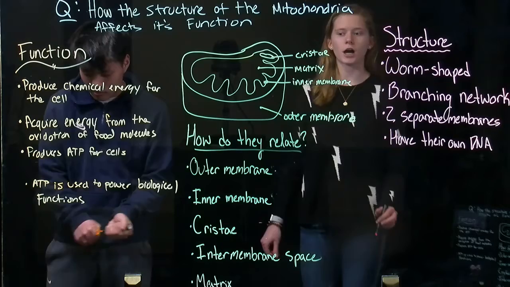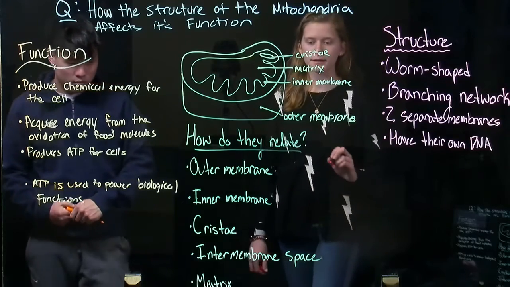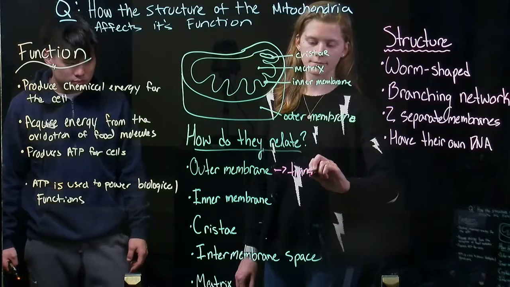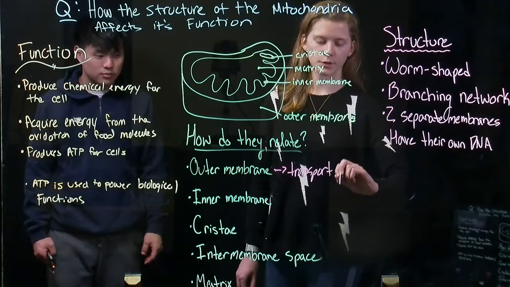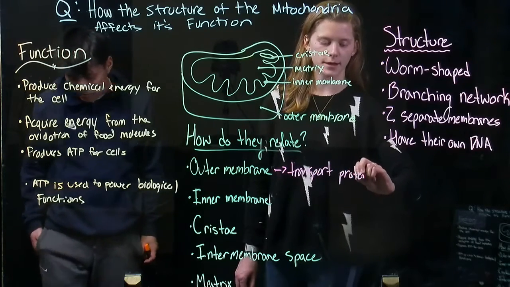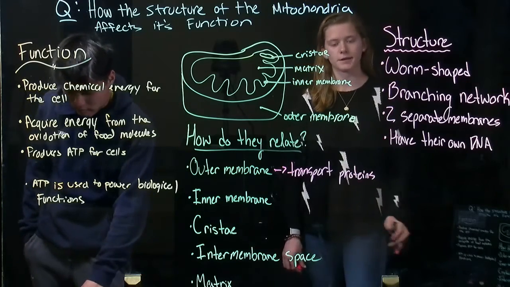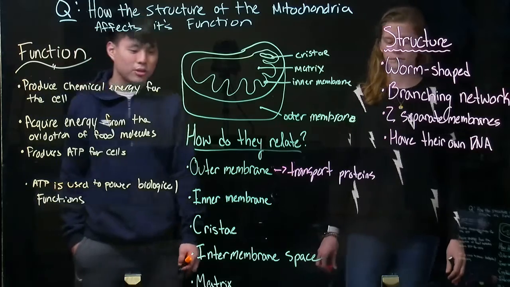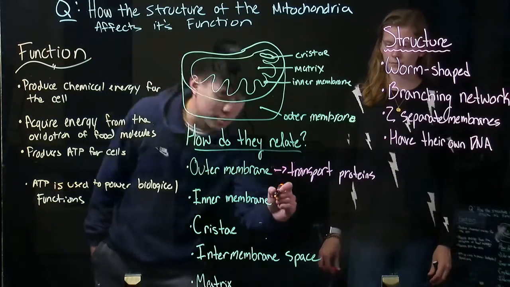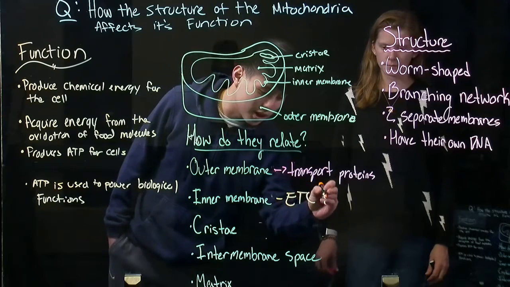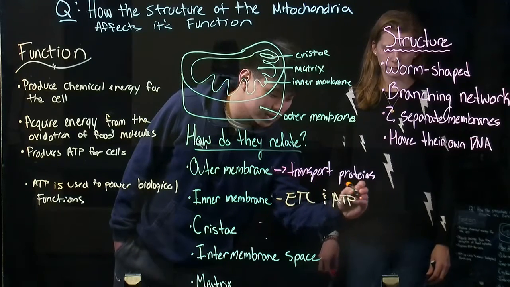So the first thing that we'll talk about is the outer membrane. The outer membrane contains transport proteins. These transport proteins are very important in maintaining the electrical balance within the cell and the chemical gradient. So next would be the inner membrane, and the inner membrane has the ETC, which is the electron transport chain, and ATP synthase.